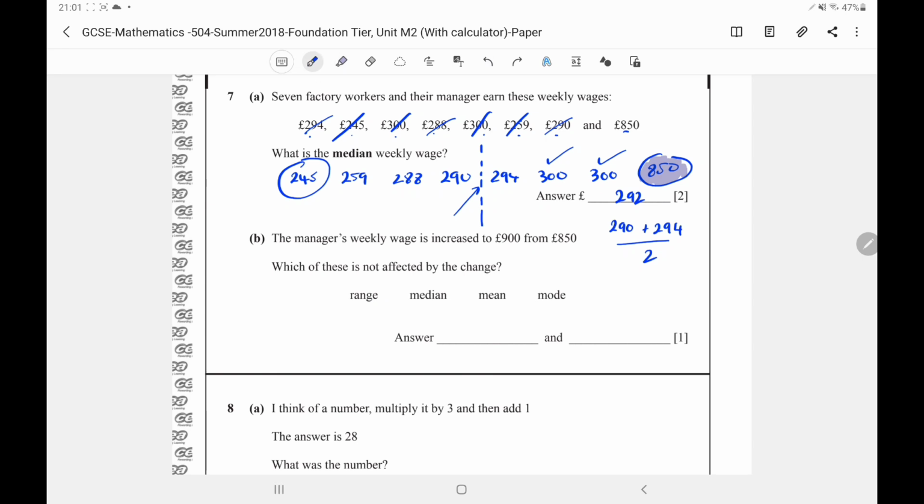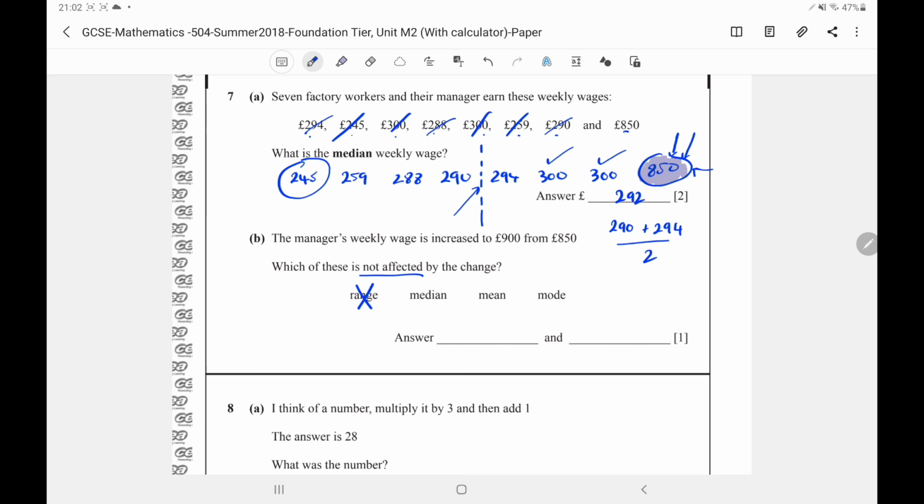So does it change the range? Well, once that is increased, the range is the difference between the biggest and smallest. So that's going to increase by 50. So that is not going to go down in our answer because that is affected. Remember, we're looking for ones that aren't affected.